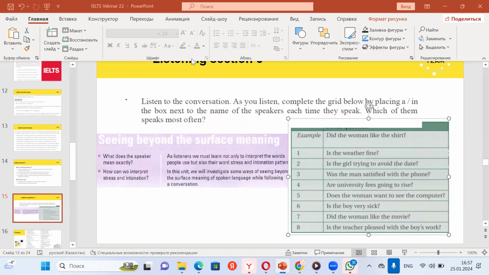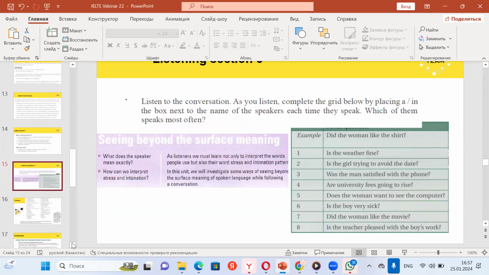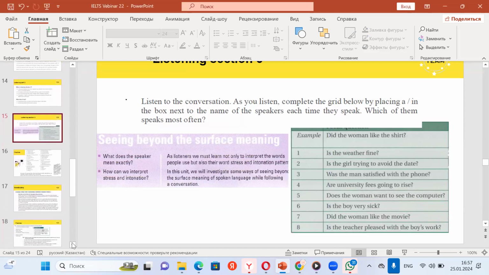5 no, 6 no, 7 yes, 8 no. Except the one, Georgia. As I said before, your listening skills are getting better and better. You have almost all answers. You got all the answers correct. Okay.